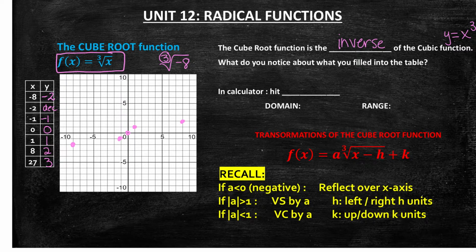Now this does actually curve a little bit. So on the top part, it curves this way, and on the bottom part, it curves like this. So it kind of looks like a really flat S. So notice that what you filled into the table is that you can do the cube root of negatives and positives.